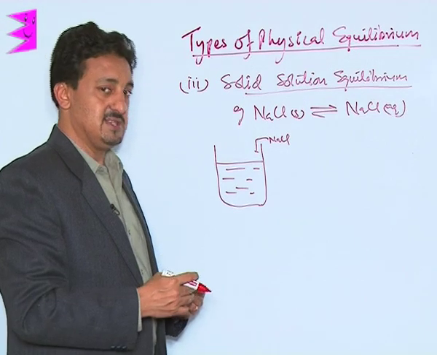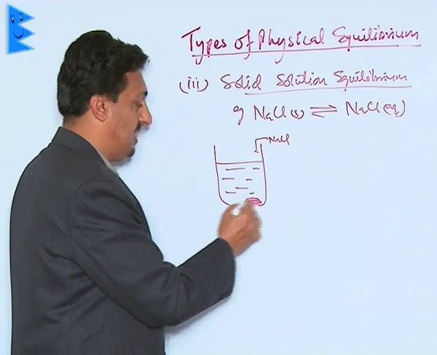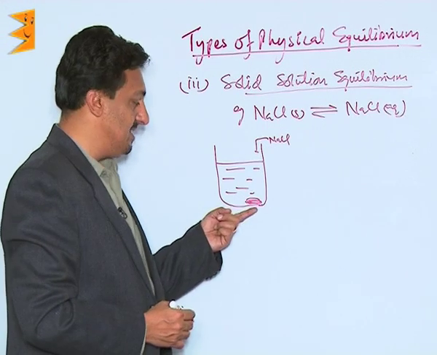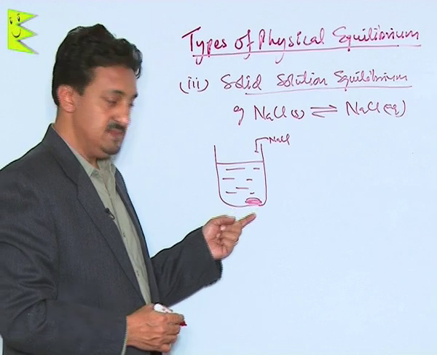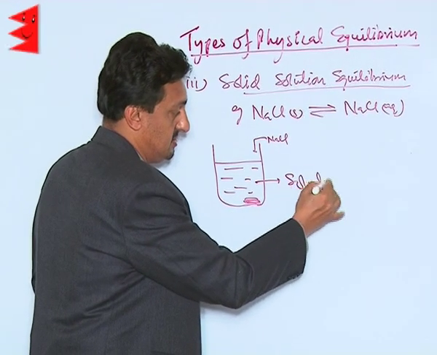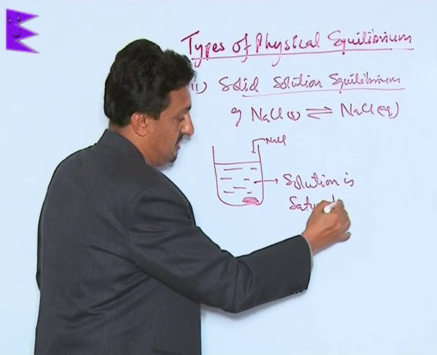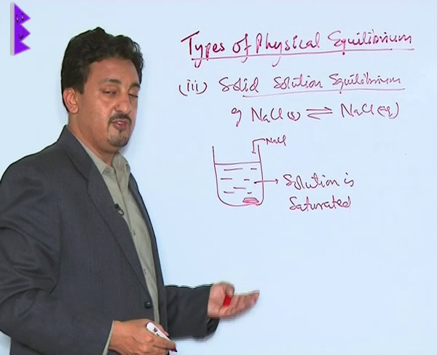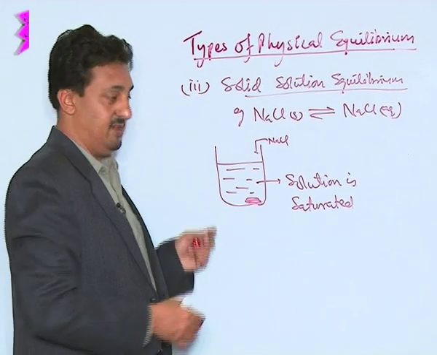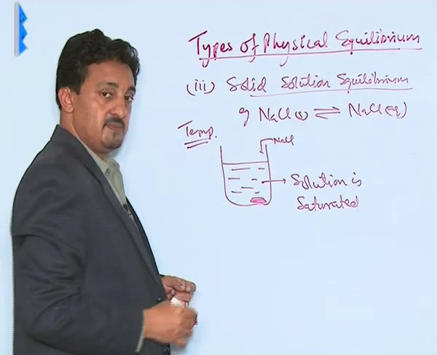Keep on repeating this till a time comes when you realize that whatever small quantity of NaCl you have added is not getting dissolved. It is lying at the bottom of this beaker. At this stage, we say that the solution is saturated. No more solute can be dissolved in this at this particular temperature at which we are preparing this solution.